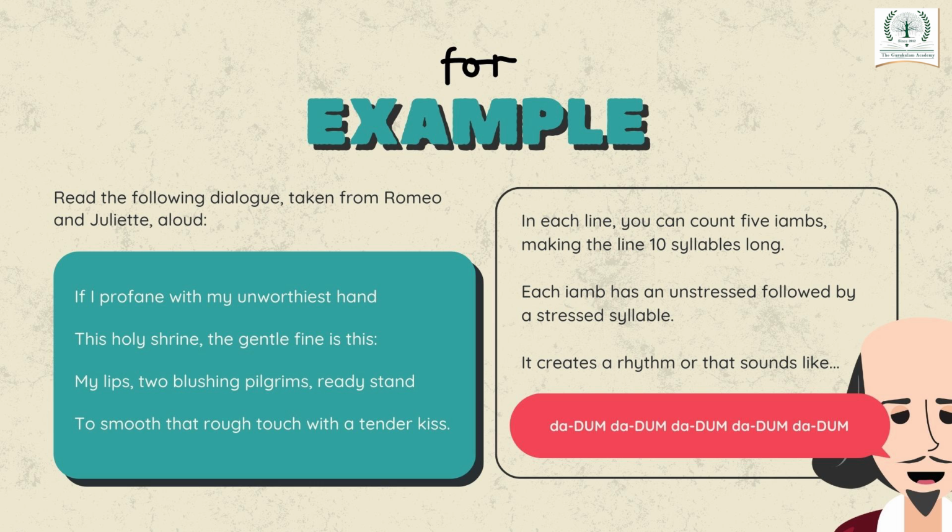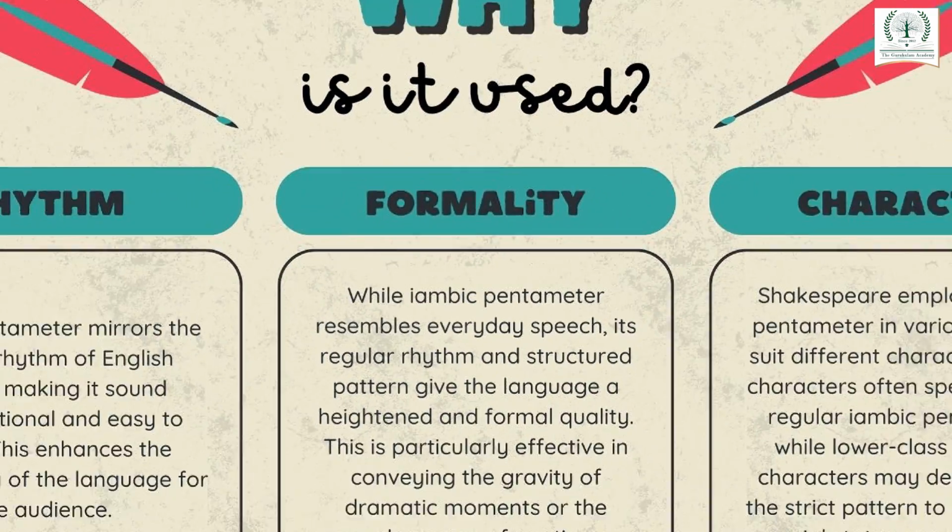In each line, you can count five feet, making the line 10 syllables long. Each foot has an unstressed syllable followed by a stressed syllable. It creates a rhythm that sounds like da dum, da dum, da dum, da dum, da dum.